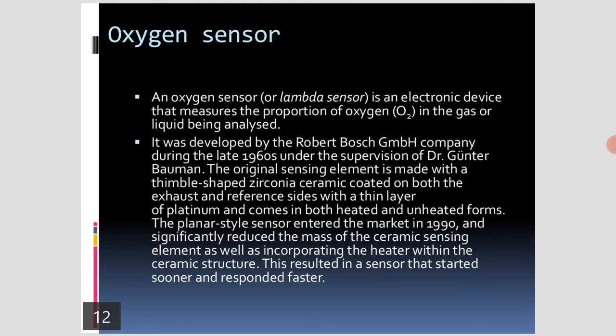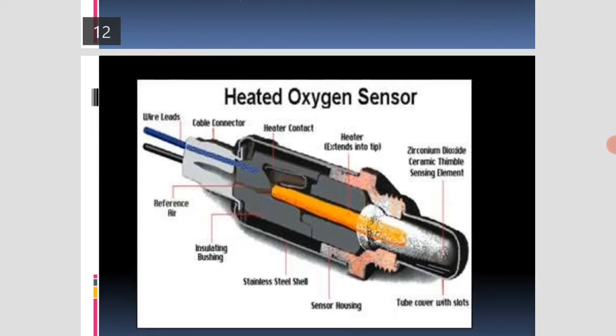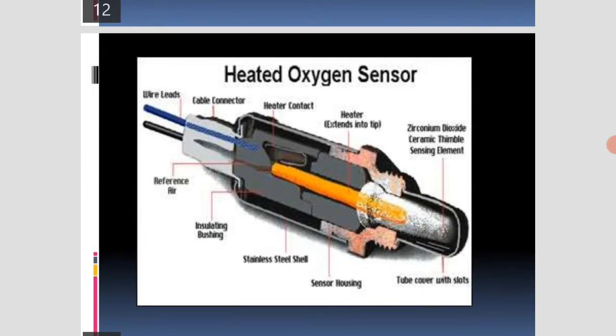The planar style sensor entered the market in 1990 and significantly reduced the mass of the ceramic sensing element as well as incorporating the heater within the ceramic structure. This resulted in a sensor that started sooner and responded faster. Heated oxygen sensor.